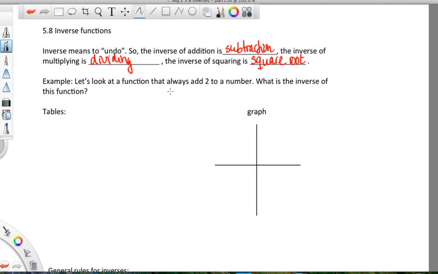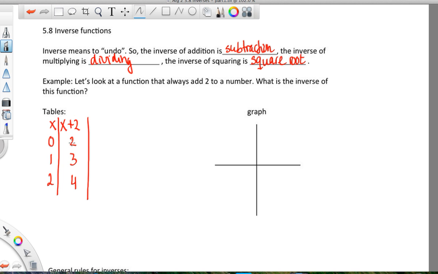So let's say we have a function that always adds 2 to a number. We start with an x and we always add 2 to the number. So if you start at 0, then 0 plus 2 would be 2. At 1, 1 plus 2 would be 3. And at 2, 2 plus 2 would be 4, etc. Okay, so the inverse of adding was to subtract.